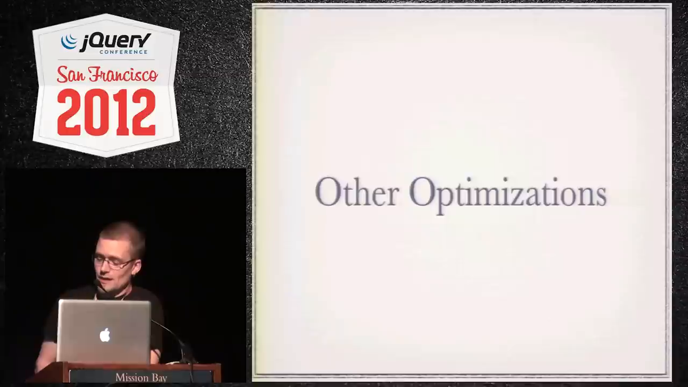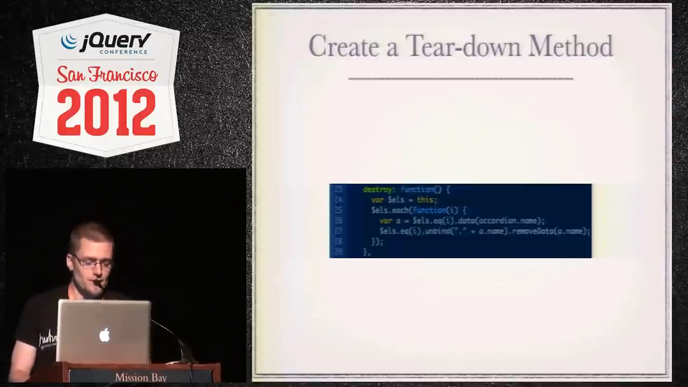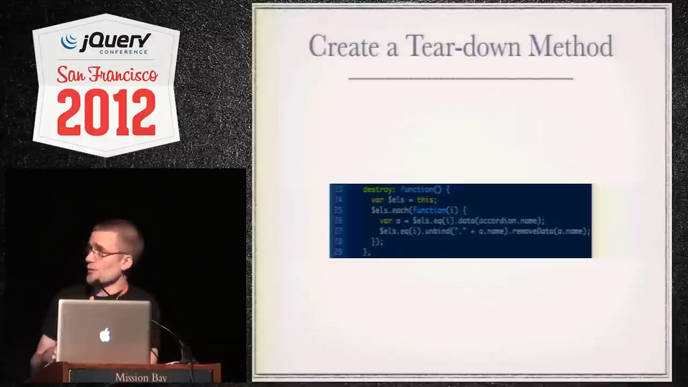It's much cleaner. So let's talk about some other optimizations. We want to create a teardown method. So in this example, this will unbind all the namespace methods and remove any data stored on the objects. So those separate instances of the plugin object, those will be removed along with the events. Much easier to do now that we've got it namespaced.